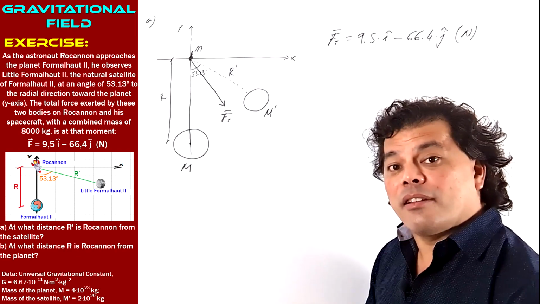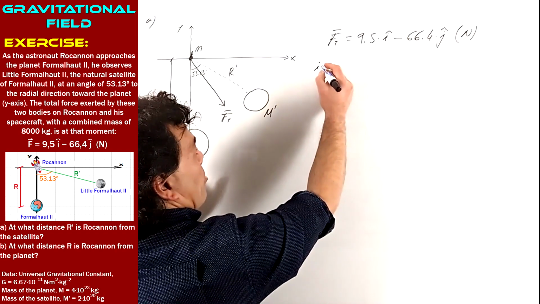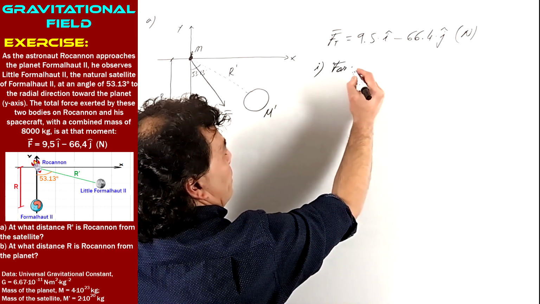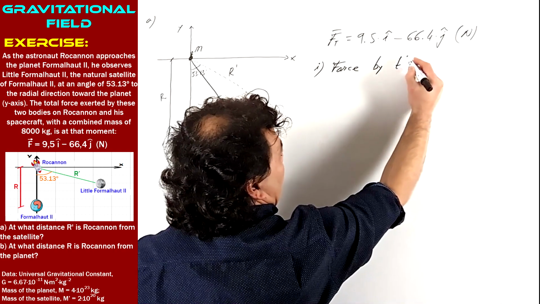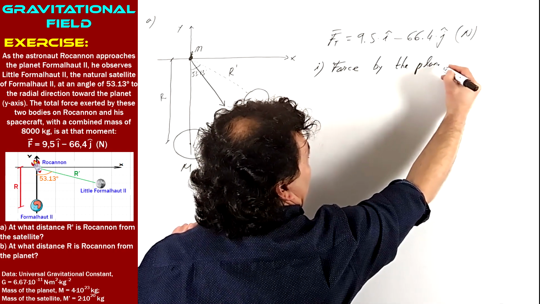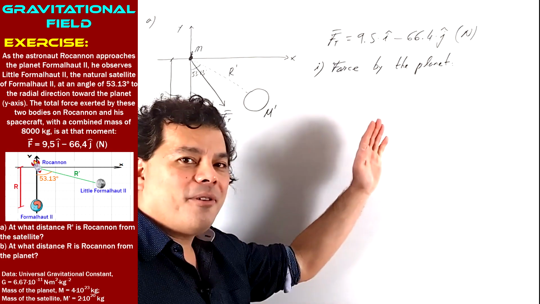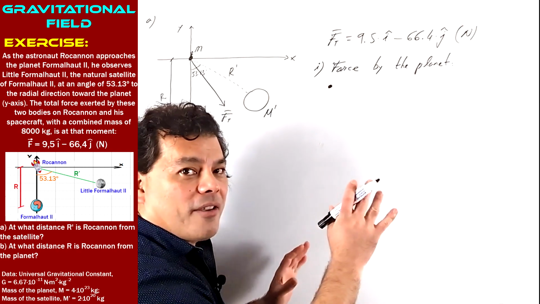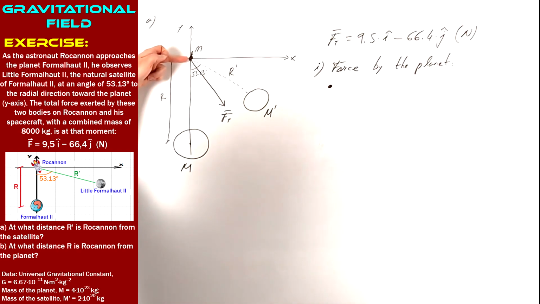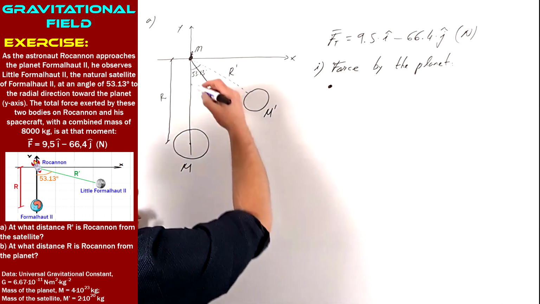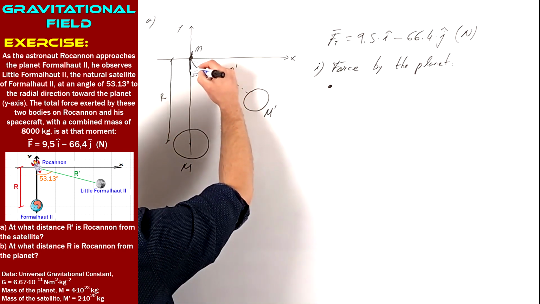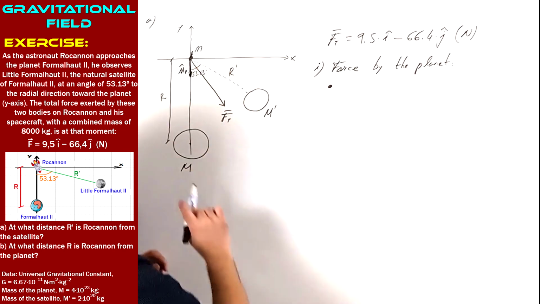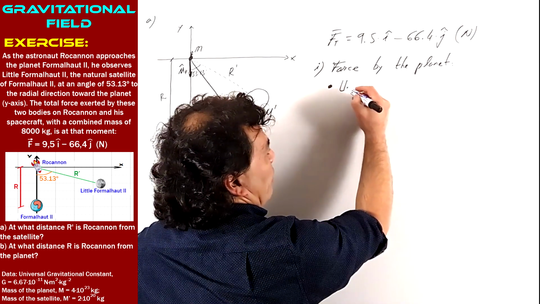Let's begin. Let's calculate the force exerted by this planet on our astronaut. Force by the planet. And you already know how to do it. The first thing we're going to do is to have a unit vector from our astronaut towards the planet. This one. This is the vector that we need, a unit vector. Let's say that it is u sub p, unit vector.